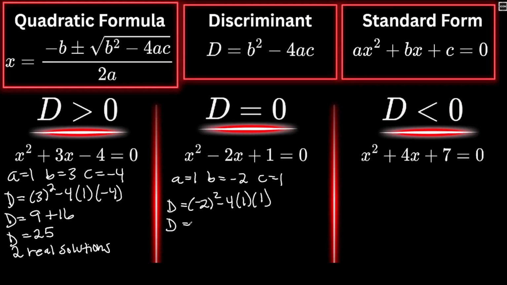So the discriminant would be equal to negative 2 squared, which is 4. 1 times 1 is 1. 1 times negative 4 is negative 4. So 4 minus 4 is 0. So the discriminant is equal to 0. And since the discriminant is equal to 0, that means we have only one real solution.